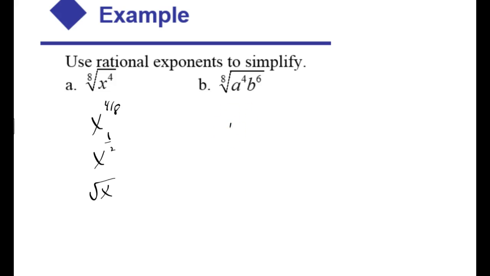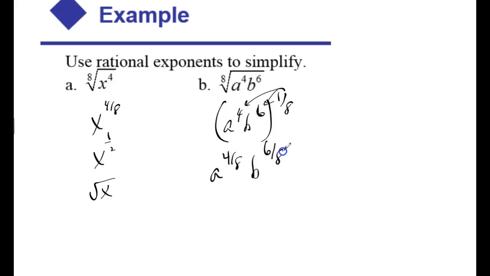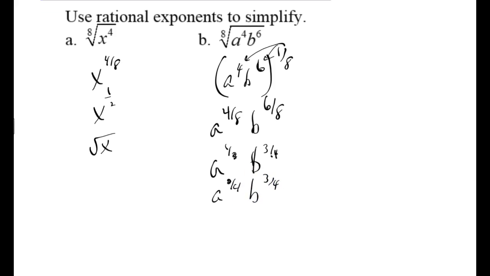Let's do this again. Rewrite this as an exponent, so this is really to the 1/8, and then if I distribute to every term, 4/8 reduces, and 6/8 reduces. This reduces to 1/2, this reduces to 3/4, but it might be nice to get common denominators. So I'm going to change this a to the 2/4. And the reason why I wanted a common denominator there is because now I have a common root.